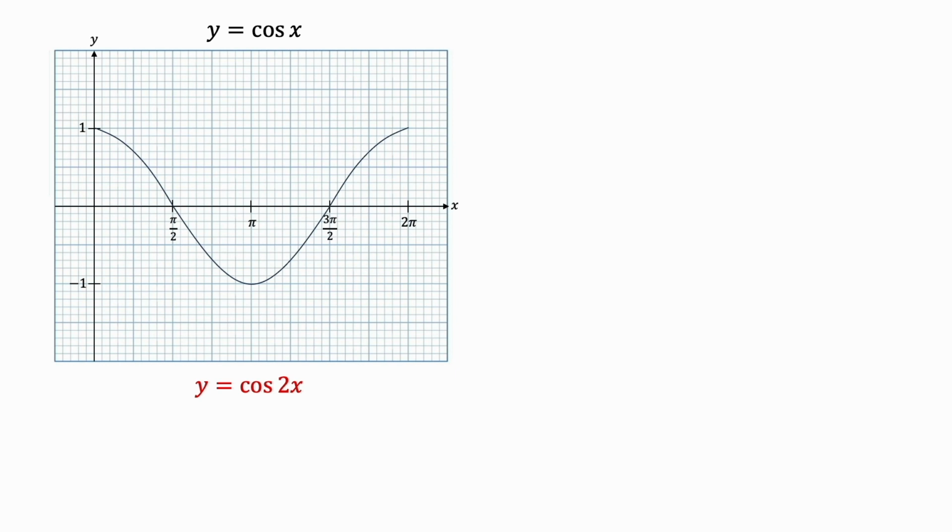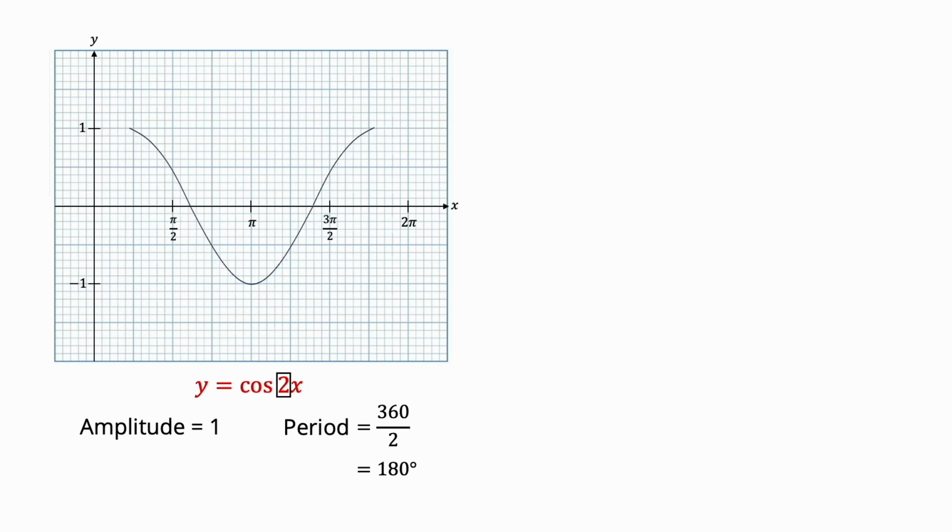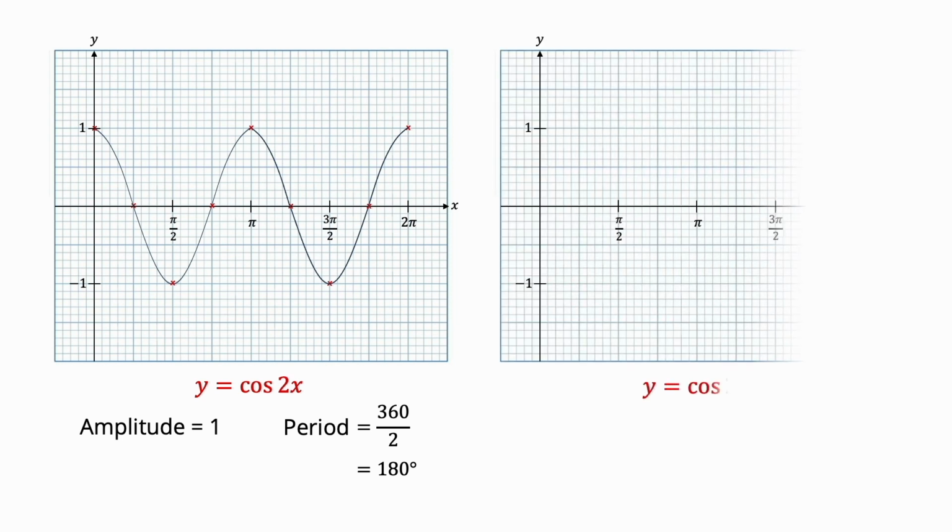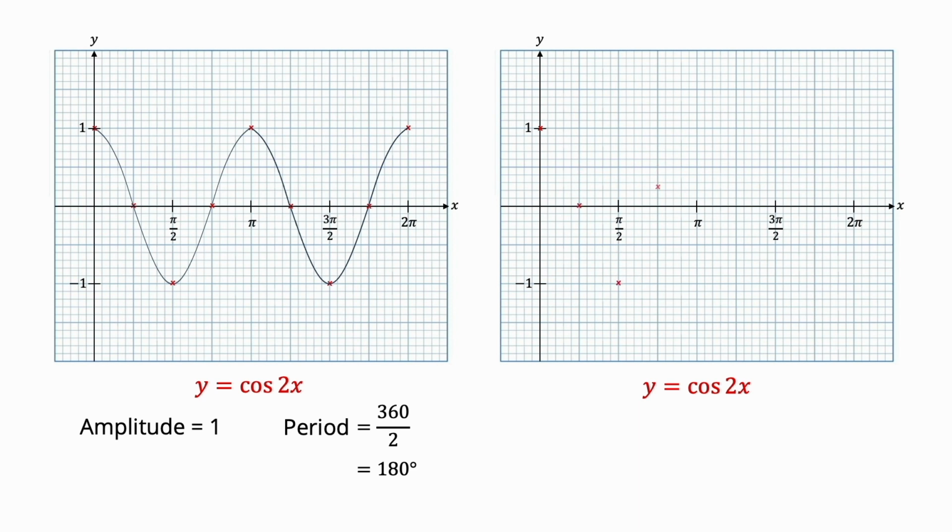y equals cos 2x. For this function, the value of amplitude a equals 1 and a period of 180 degrees, 360 divided by 2. Cos 2x completes one cycle in 180 degrees. It has two waves within 0 and 360 degrees. The graph of cos 2x.